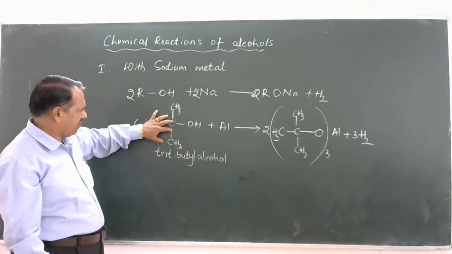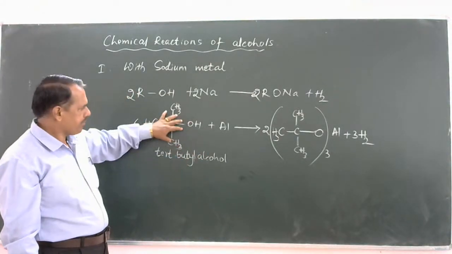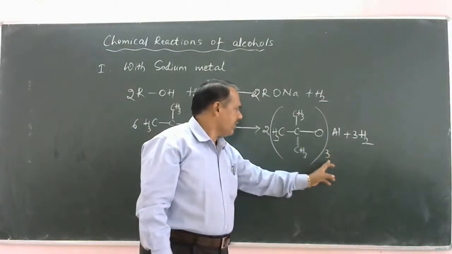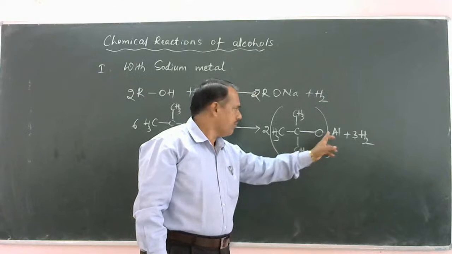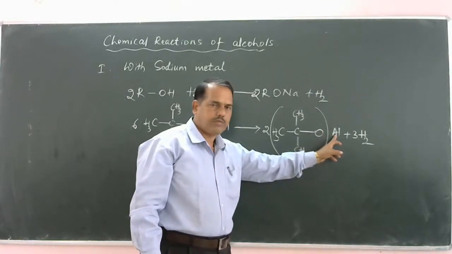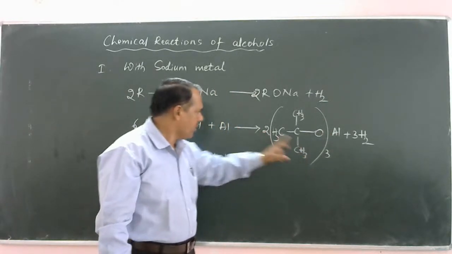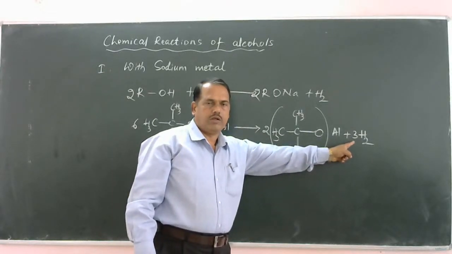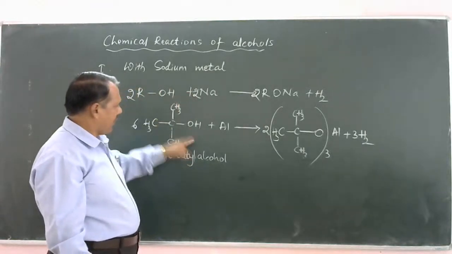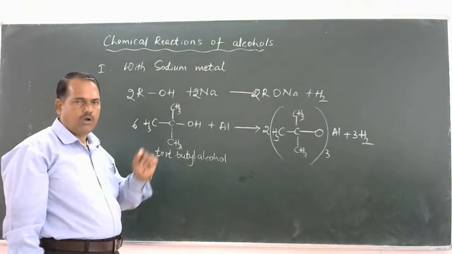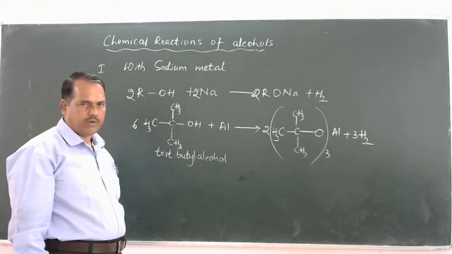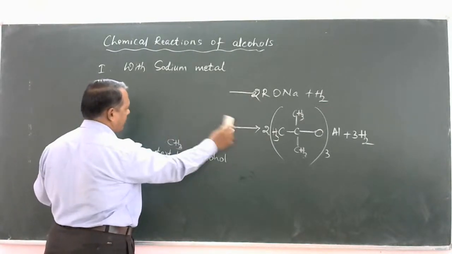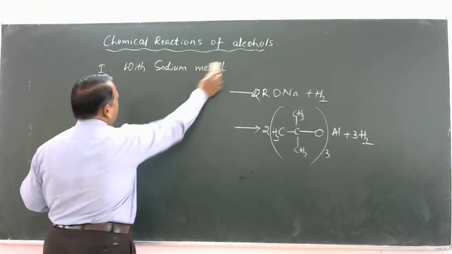And concentrate on this reaction. So this is nothing but tertiary butyl alcohol, its common name. When it reacts with aluminum, we will get tertiary trimethoxy aluminum. We can balance here 2 and here 3. Again, hydrogen gas is liberated. So these two reactions show that alcohols are acidic in nature. Okay. Then we shall study the chemical reactions of phenol.